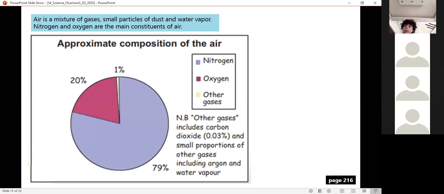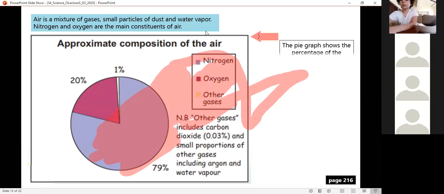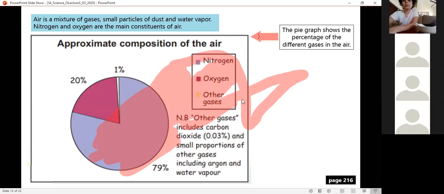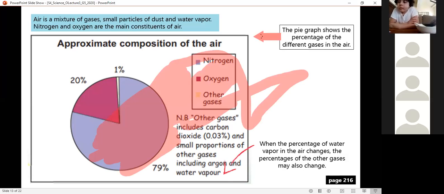Okay, so air is made of different things. We have 78 or 79% nitrogen, 20 or 21% oxygen, and the 1% left is made of water vapor, carbon dioxide, argon. Okay, the amount of water vapor in the air changes, and this will make the other amounts of gases change also.